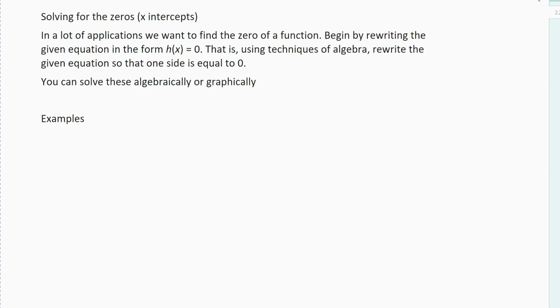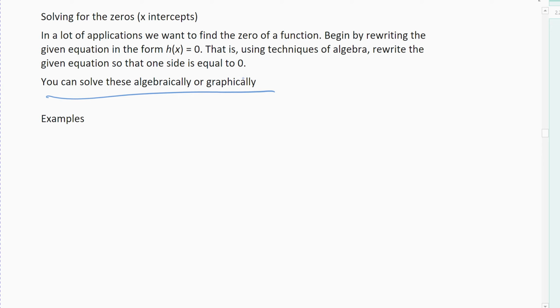All right, so a lot of times what we want to look for is when the function is 0. We want to find the 0 of a function. Well, you start by setting your function equal to 0. That's what we want to solve. So take your equation, set it equal to 0, and then solve either algebraically or graphically. And I'm going to show you an example of both.